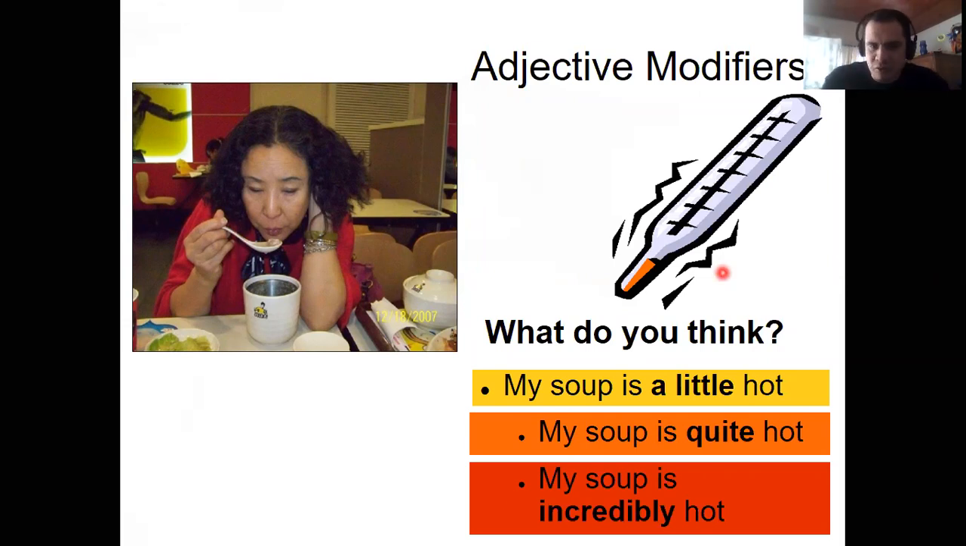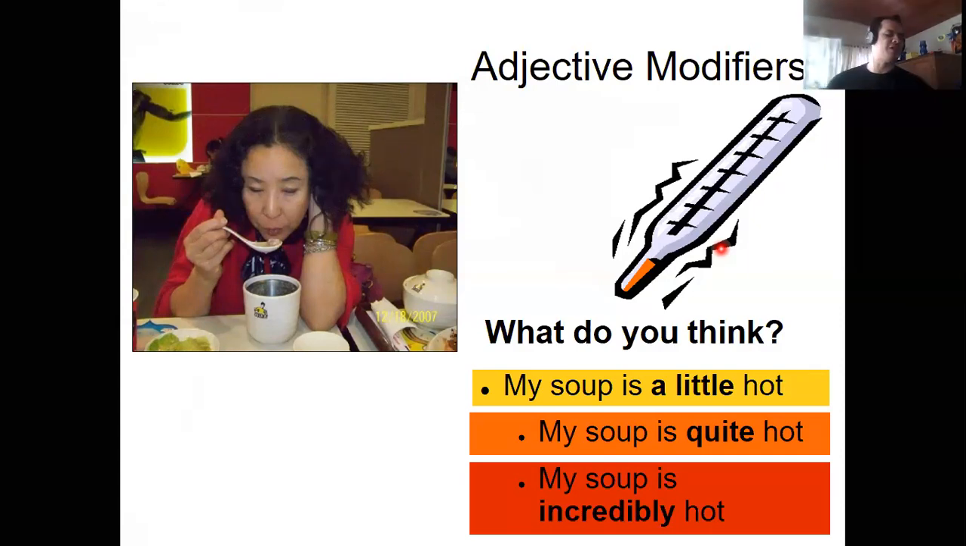Miren que aquí ya se empezó como a calentar un poco el termómetro, right? En la anterior no estaba tan caliente, miren. Más o menos, right? Ya crecieron estas cositas. Okay. What do you think? My soup is a little. Entonces, repítanme. Little, un poco. Quite. What is quite? Bastante. Okay. And my soup is incredible hot.